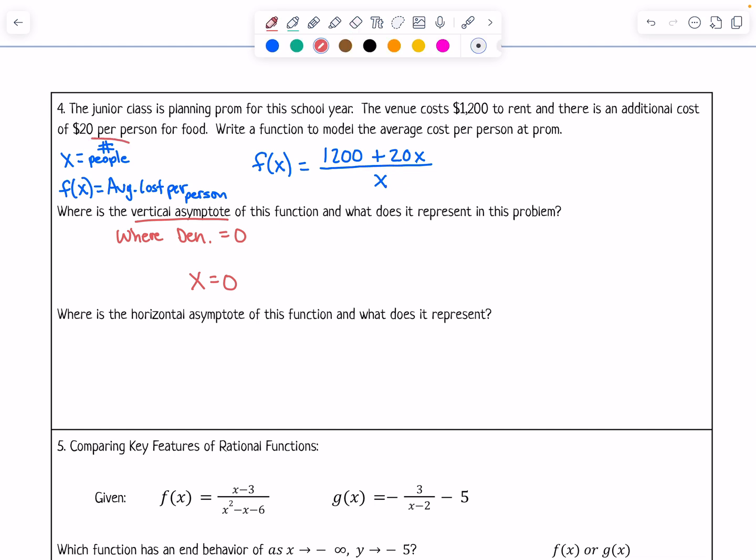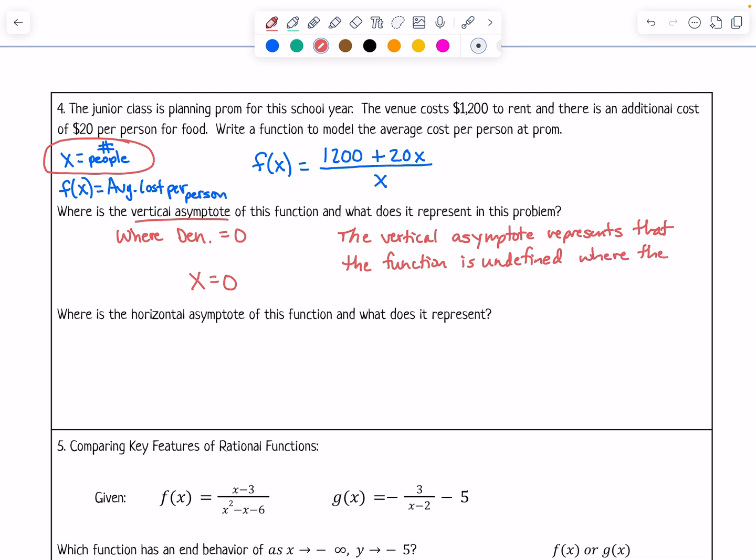So you want to think of what would that represent. So x, I can go back up here and say x is my number of people. So it would be as the number of people approaches 0. That's what that represents. So let's put some words here. The vertical asymptote represents that the function is undefined where the number of people would equal 0, because you wouldn't have a prom at that point, so it wouldn't make sense. So that is our context.